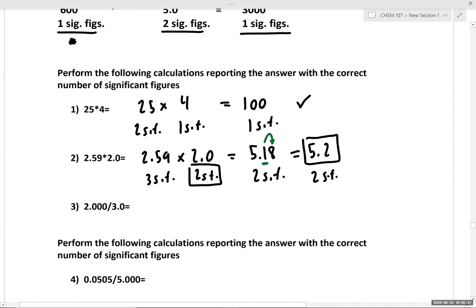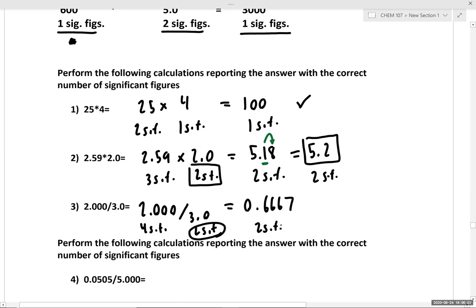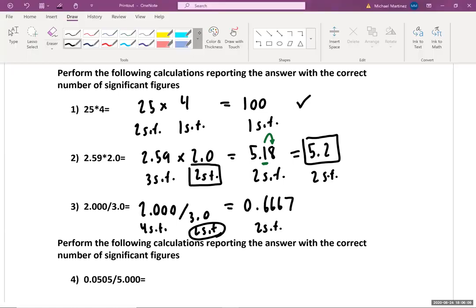Let's look at one more example. So we have 2.000 over 3.0. We have a number with 4 sig figs divided by a number with 2 sig figs. If we punch this into our calculator, we get 0.6667. And again, we round to the least number of significant figures. So we need to round this number to 2 sig figs.